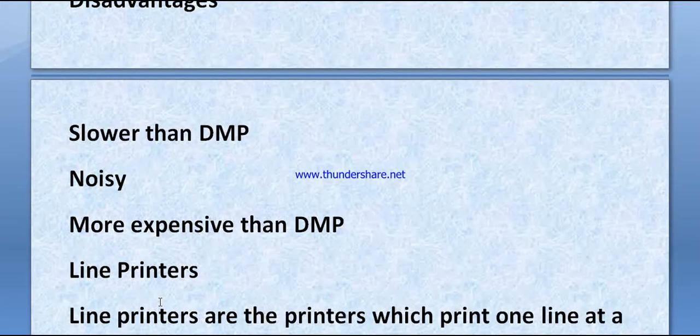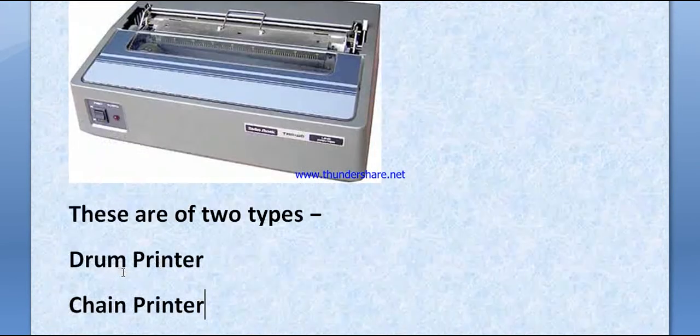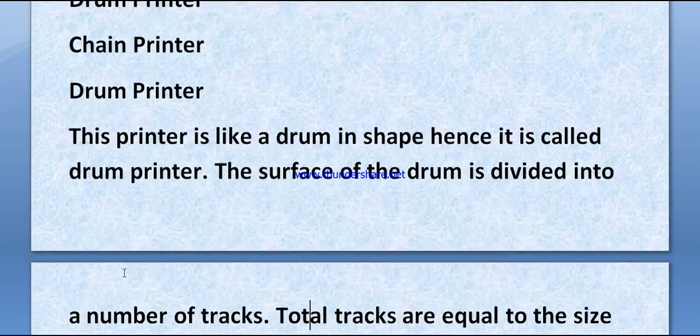Line printers are the printers which print one line at a time. This is the line printer, at a time one line is printed. Now these are of two types: drum and chain. Drum printer: this printer is like a drum in shape, hence it is called a drum printer.